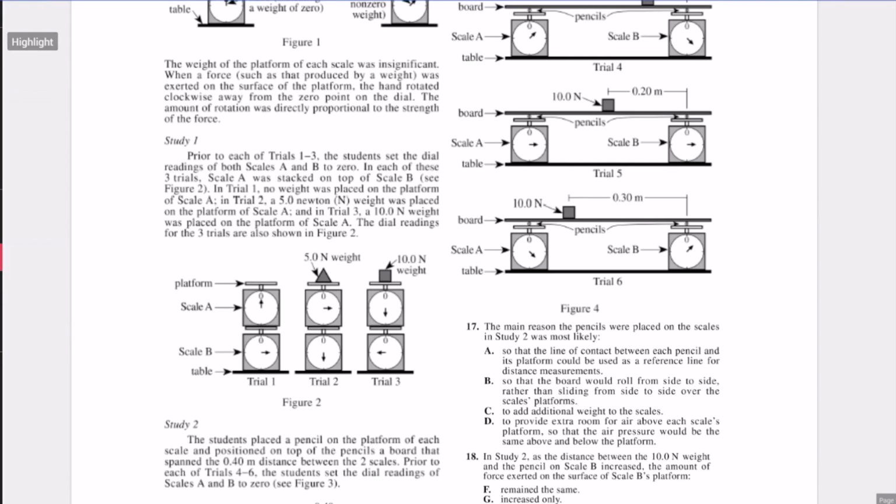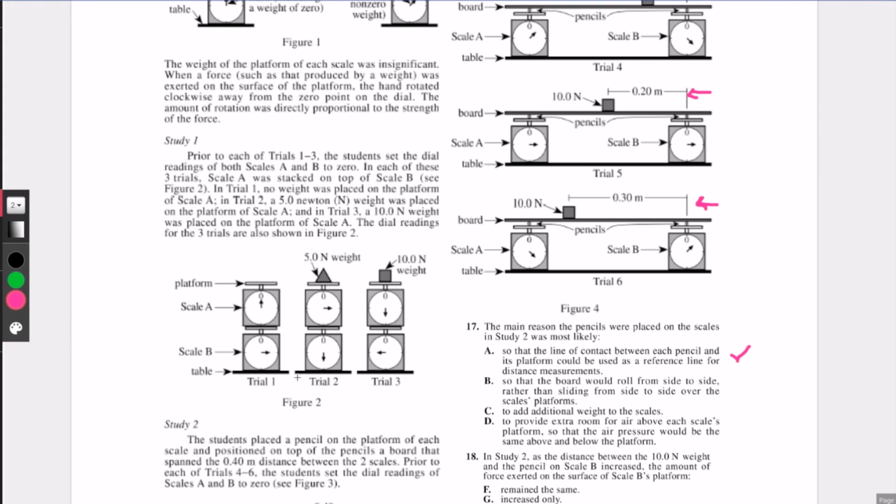Question 17 asks, the main reason why pencils were placed on the scales in study 2 was most likely A, so that the line of contact between pencil and its platform could be used as a reference line for distance measurements. So that one's pretty legitimate, right? Like if we look at all the distance measurements here, it does look like we're using the pencils, yeah. So that looks pretty legitimate. Let's check it off, but let's look at the rest just in case.